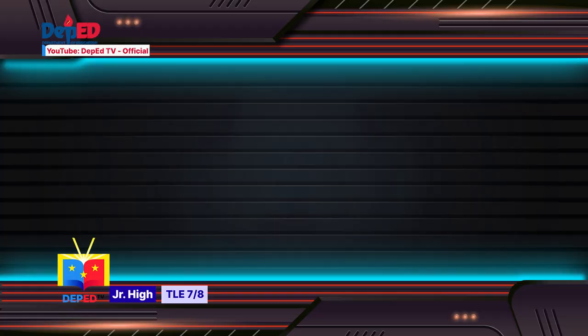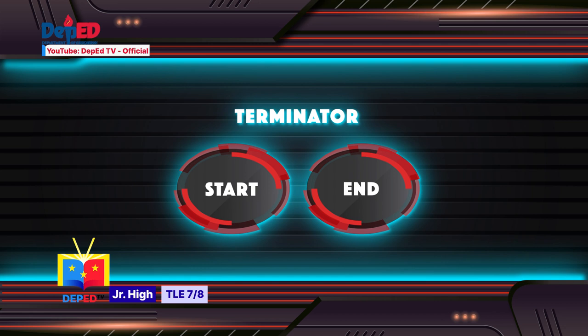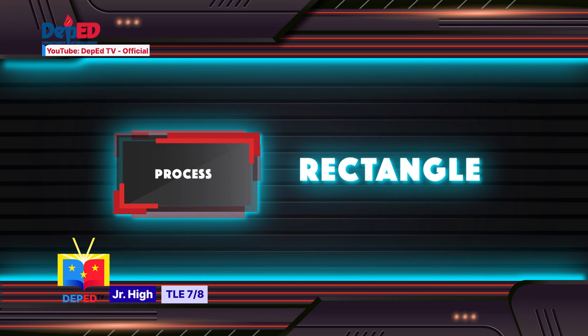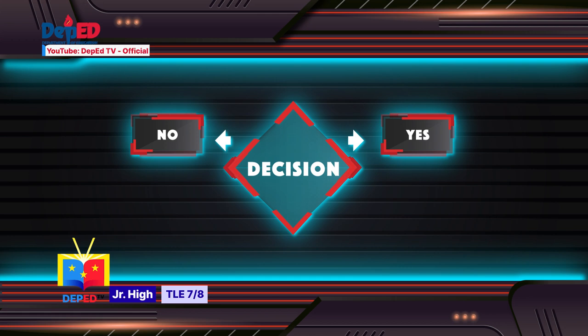The terminator. It is represented by an oval. It appears at the start and at the end of a flowchart. The process. It is represented by a rectangle or a box. It represents an individual step or activity in the process. The decision. A diamond represents a decision. A process that needs a decision of yes or no requires a decision box.